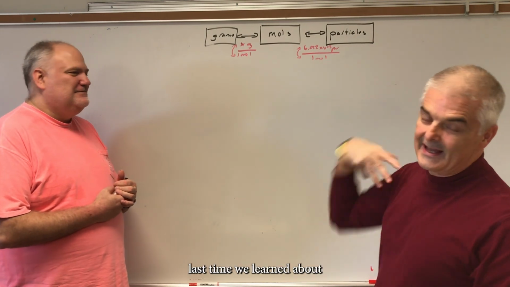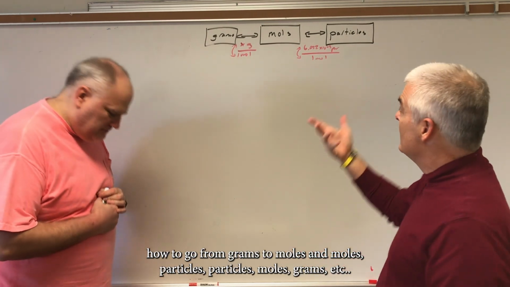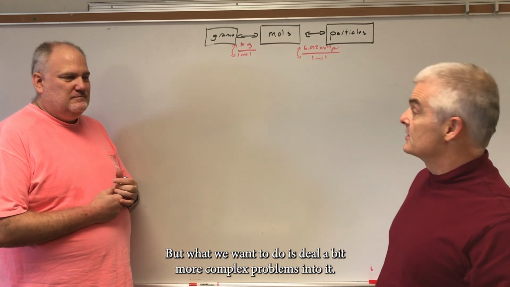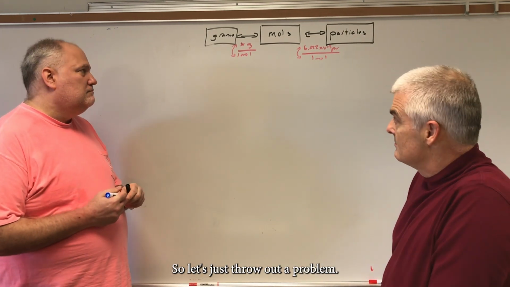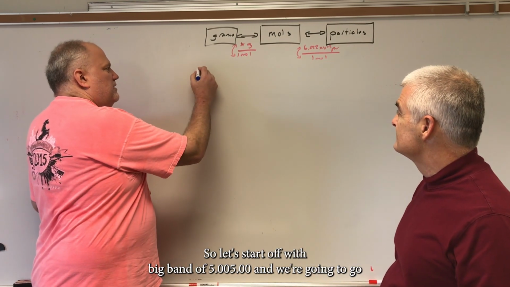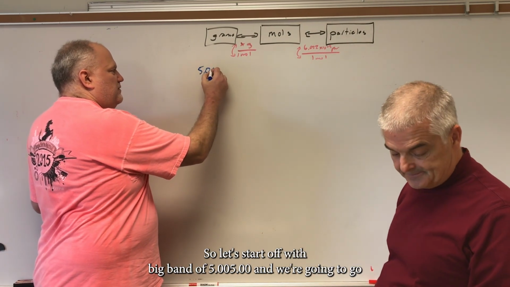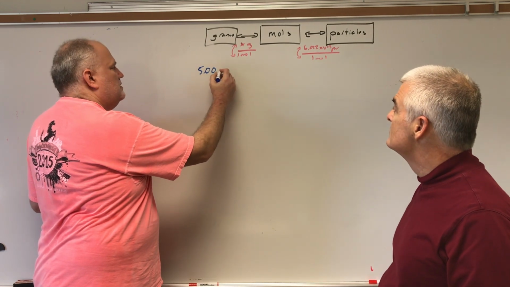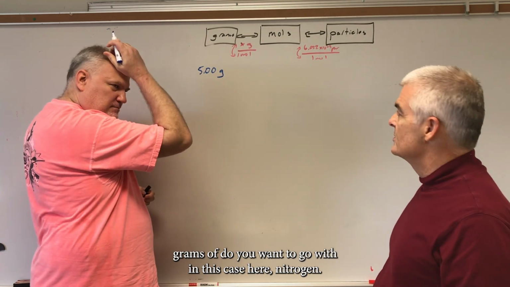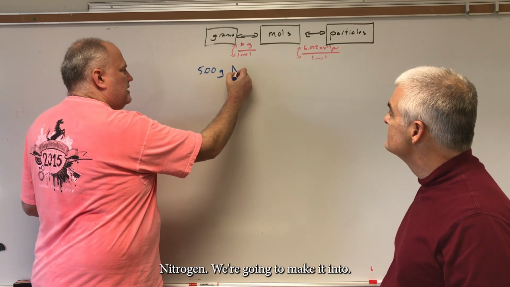Okay, so last time we learned about how to go from grams to moles and moles to particles, particles to moles, grams, etc. But what we want to do is a little bit more complex problem. So let's just throw out a problem. Let's start off with 5.00 grams of nitrogen, we're going to make it N2.